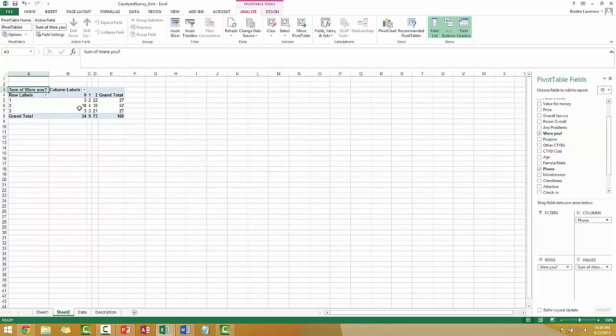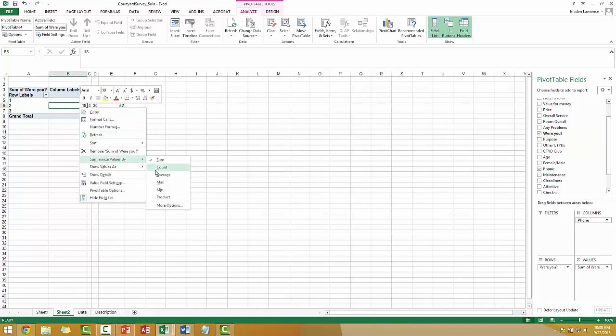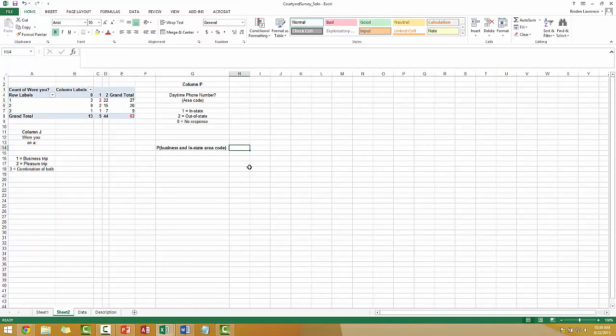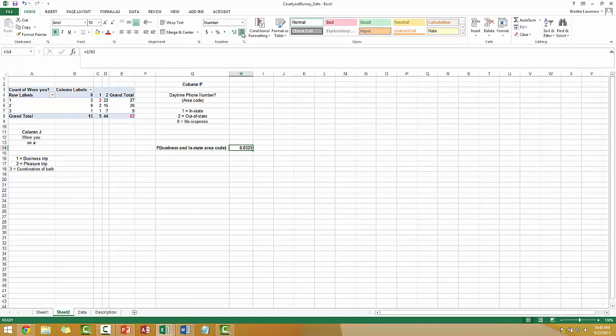So to determine the probability of business and in-state area code, we'd go to the intersection of our business trip, which is 1, and our daytime phone number of 1, which would be our in-state. So we would simply take 2 divided by 62. So we see that there's a 0.032 probability that a customer on business has an in-state area code phone number.